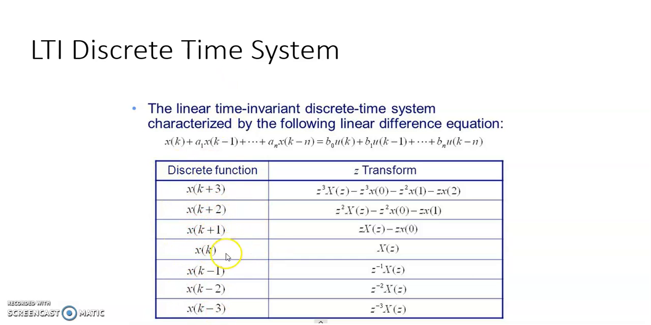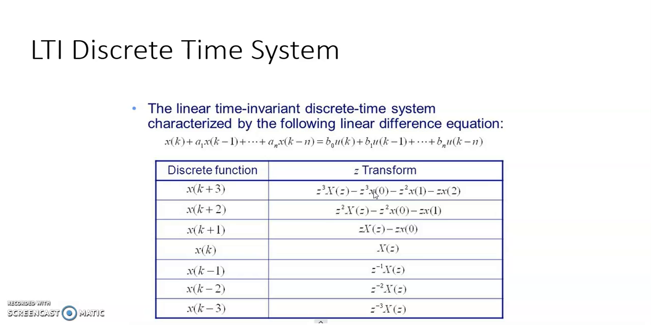We know that the simple Z transform of x of k is X of z. Notice the difference between these two. Whenever it is k plus 3, the equation becomes z cube. When it is k plus 2, it becomes z square. When it is k plus 1, it becomes z to the power 1. So we have z cube, z square, z to the power 1, and then the corresponding equation, that is z cube, and this will be the initial condition that you have mentioned.